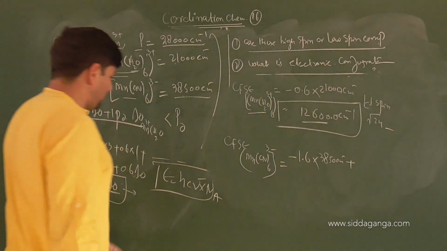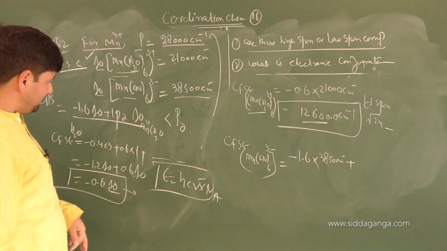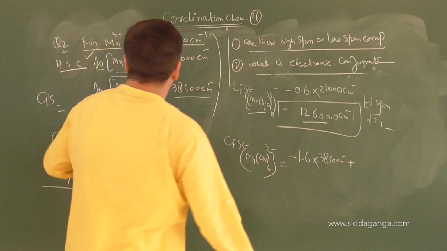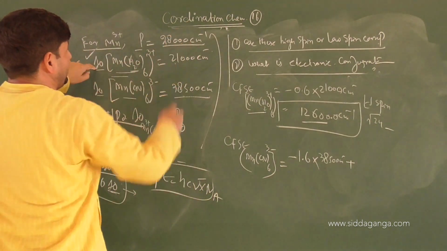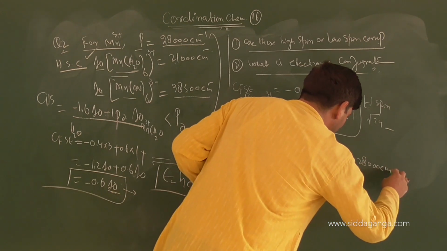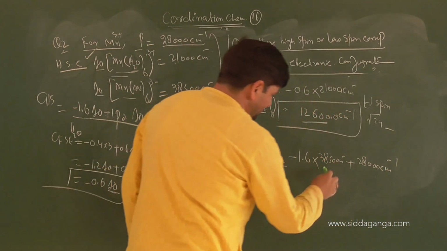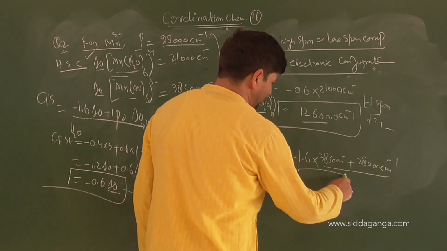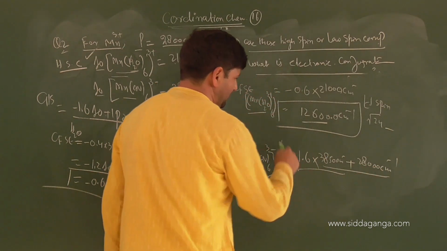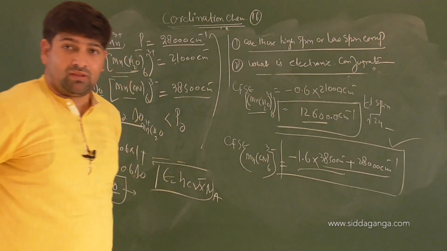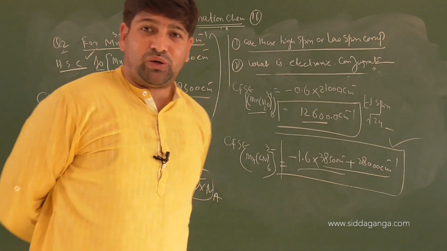Plus one pairing is there. Where is that? Here. So what is the pairing energy given? 2800 centimeter inverse. With the help of this, you should be able to solve this question very easily. Multiply the two values, you will get some value, then subtract 2800 from that. This will be the answer of your question. Did you follow it?